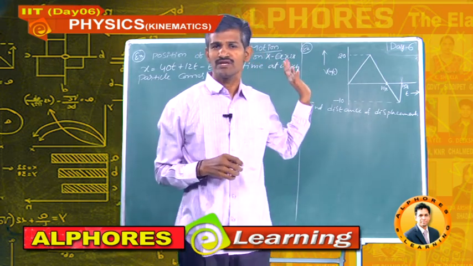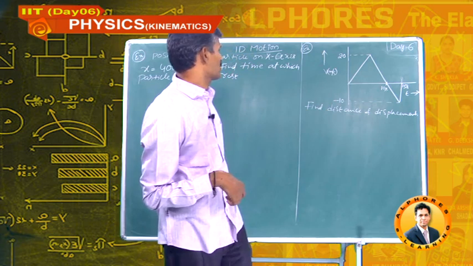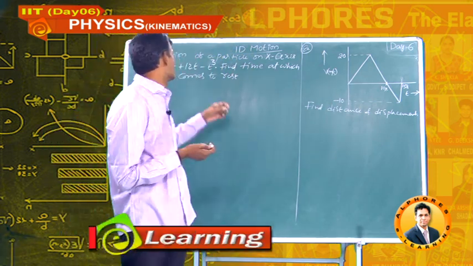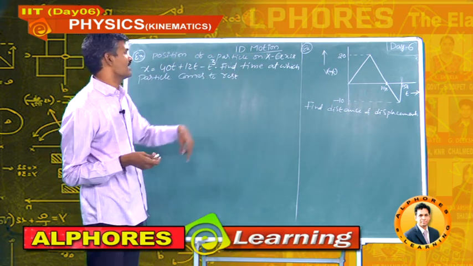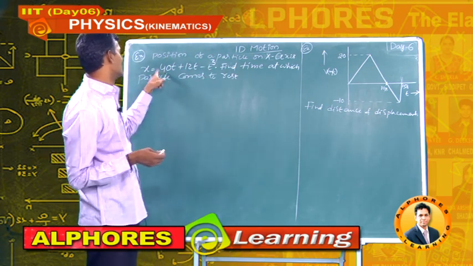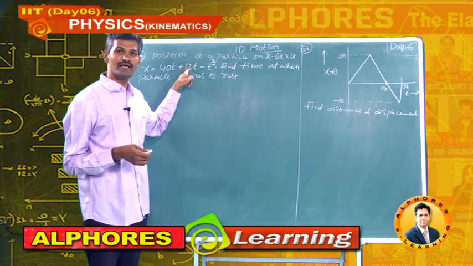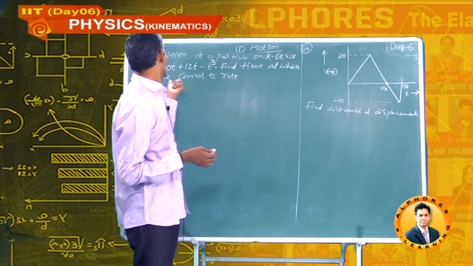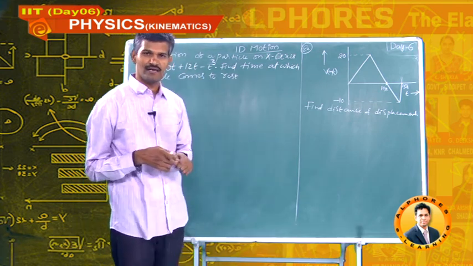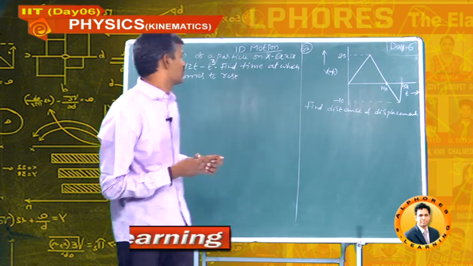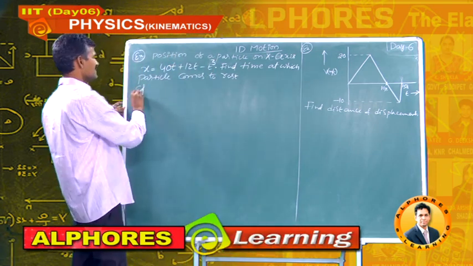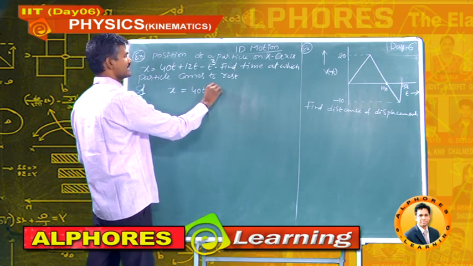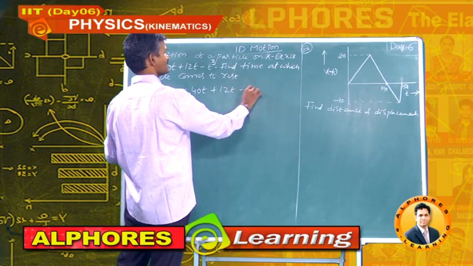Students, I have two problems, one problem on graph, another problem on instantaneous velocity. The position of a particle on the x-axis is given by x is equal to 40 plus 12t minus t cube. Find the time at which the particle comes to rest. For this, position is given by x is equal to 40 plus 12t minus t cube.